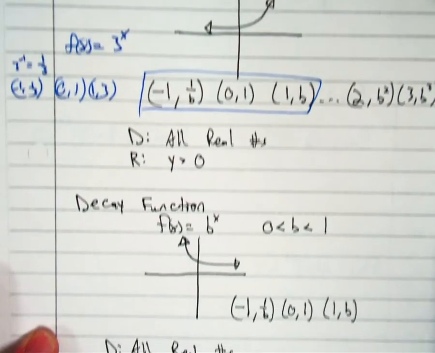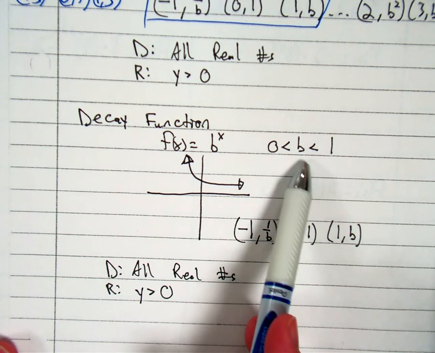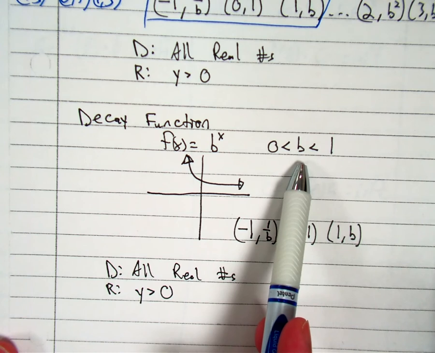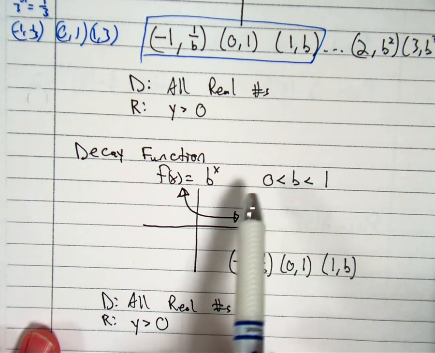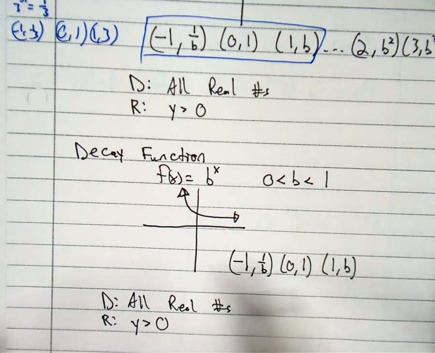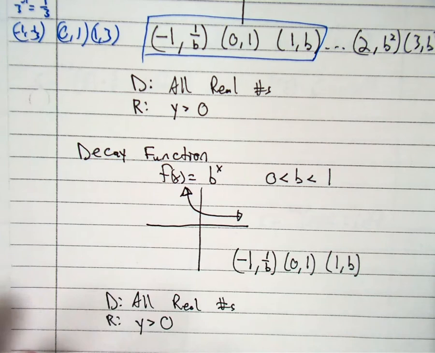Okay, we have the decay function. And that's if our b value is between 0 and 1. Still positive. So we're talking little fractions here. We're talking 1/3, 1/2. Okay, for our main number. All right, and what happens then? It kind of looks like it's the other way around. This side's the big side, this side's the little side. Why is that? Well, let's think about this.